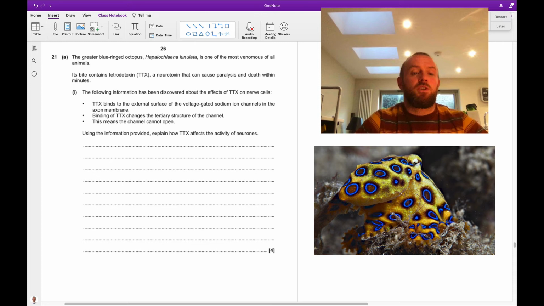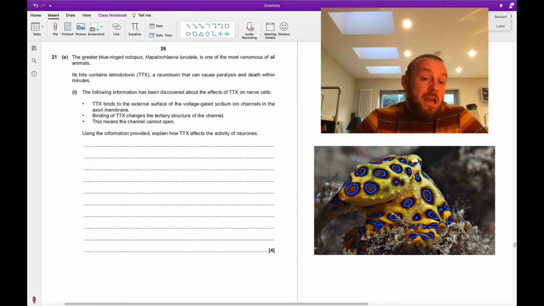Okay, let's keep going with question 21. So this question is about the blue-ringed octopus, and I've included a photo of that here. This is one of the most venomous of all animals, and apparently one of these has enough venom to kill about 26 adults if it bites you. So you don't want to be bitten by this guy.